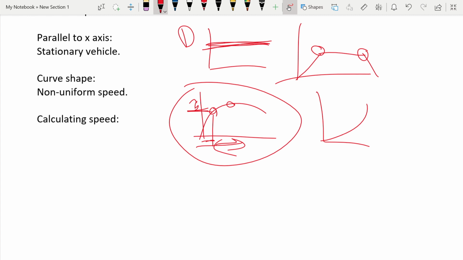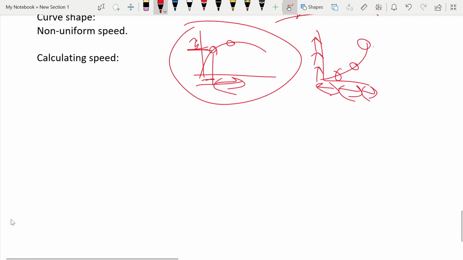Now over here, in this much time, we covered this much distance. Now in this much, we covered even more distance. In that much, we covered even more distance, meaning the object is getting faster.